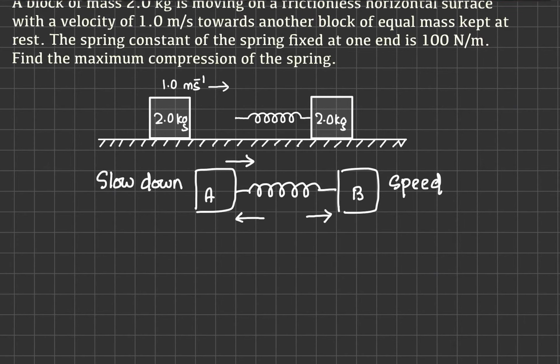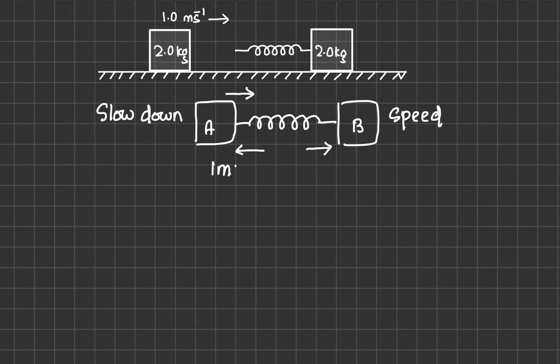Initial velocity of A was 1 meter per second and initial velocity of B was 0. As we know from this analysis, the velocity of A tries to decrease from 1 and velocity of B tries to increase from 0. We can say as long as there is some relative velocity and A moves faster than B, the spring continues to compress. Sometime after this situation, the velocity of A and B will be equal, and it will be equal to the velocity of center of mass.